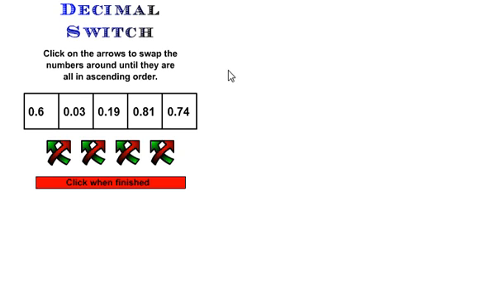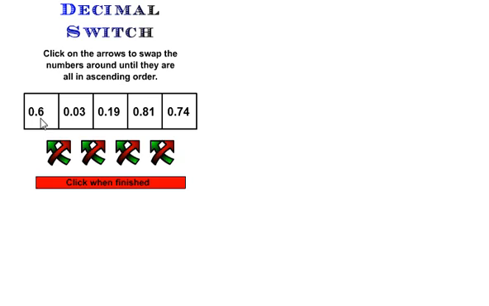This activity is called decimal switch, where we have to arrange these 5 numbers in order from least to greatest using only the switch buttons down here. First, we look at the numbers before the decimal point, and they're all 0, so that means the numbers are all below 1.